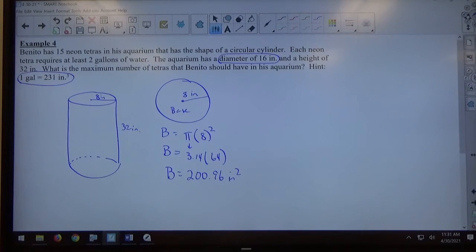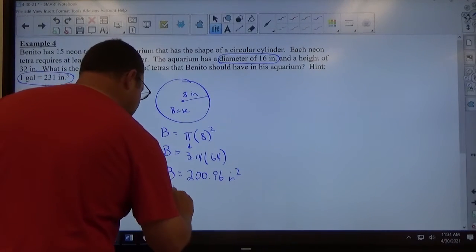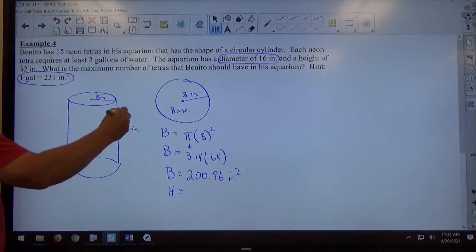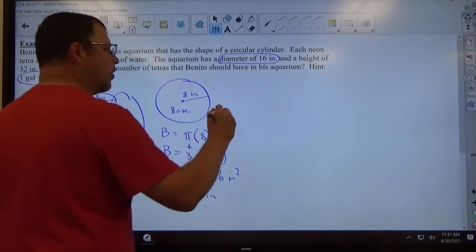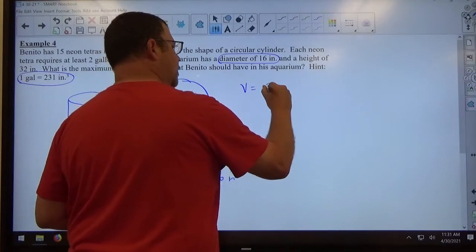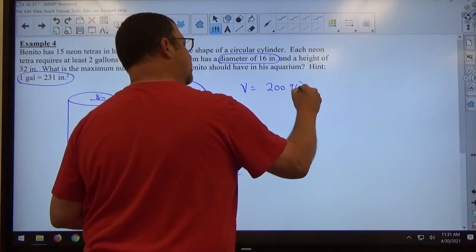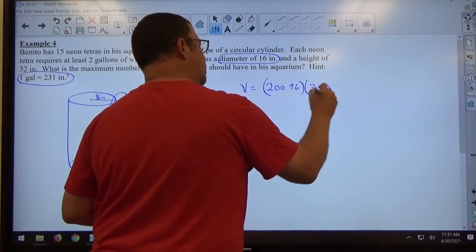All right, we're using calculators to calculate anyway, so it's not that big a deal to have the decimal in there. Okay. The height of this cylinder is how far apart the circles are, which is 32 inches. So 32 inches. So the volume of this tank is going to be 200.96 square inches times 32 inches.